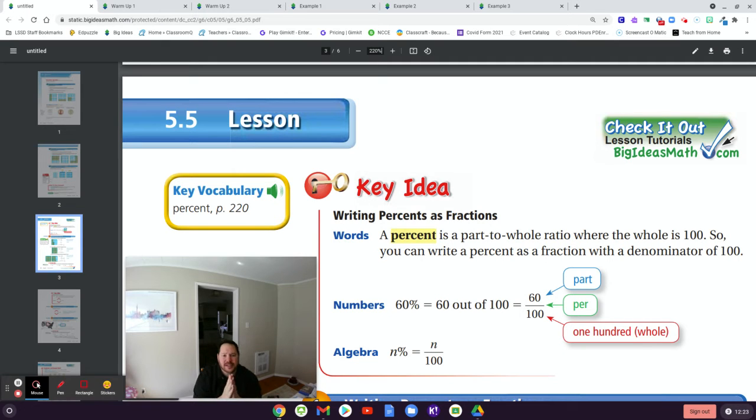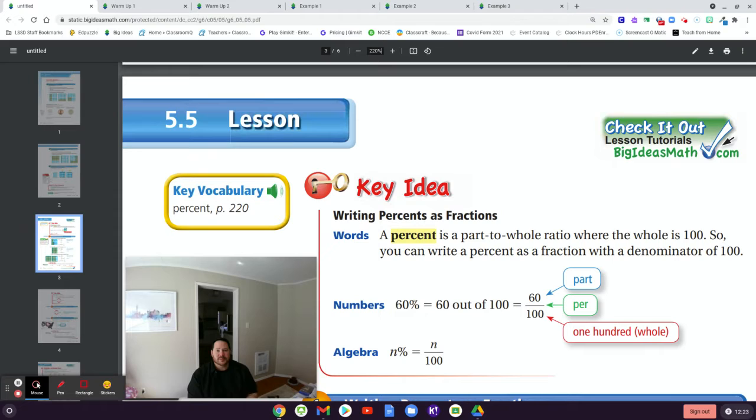What you really need to know is that percent literally means for every 100. So anytime you see percent, it means out of 100, 100% of the time. That's what it means. So writing percents as fractions, we'll be doing a little bit of that. We'll also be writing fractions as percents. So a percent is a part-to-whole ratio where the whole is 100. So you can write a percent as a fraction with a denominator of 100.